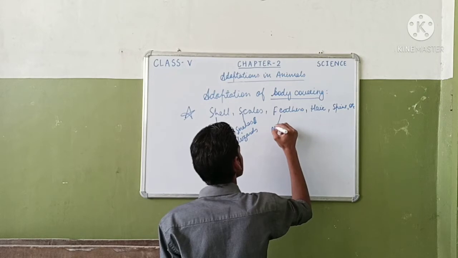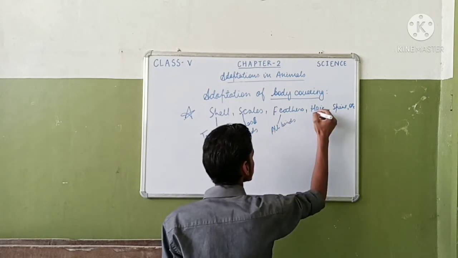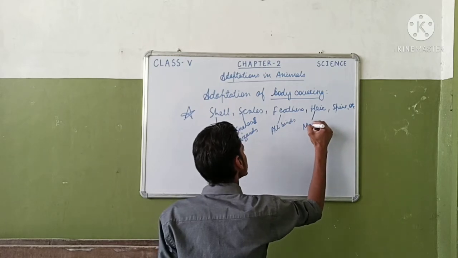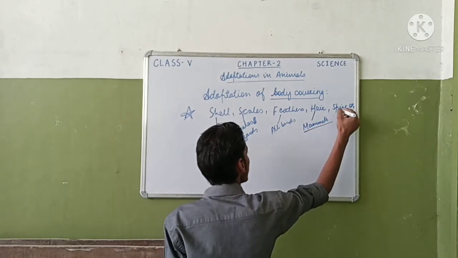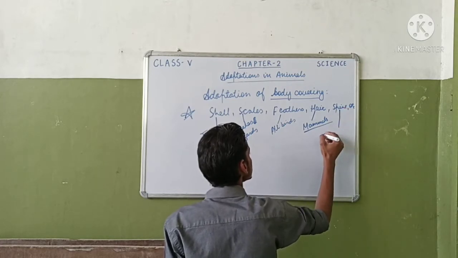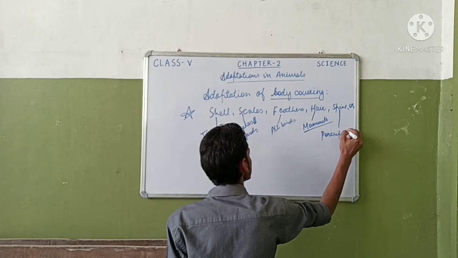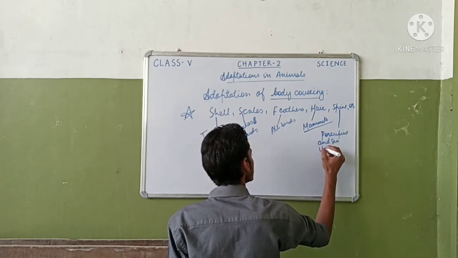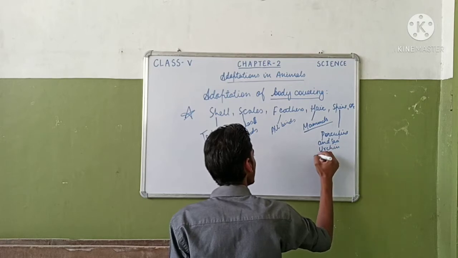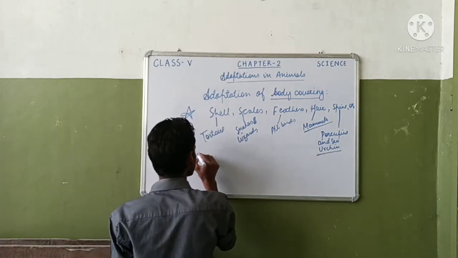All birds have feathers. Mammals have hair on their body. And animals like porcupine and sea urchin have spines. One more special feature is camouflaging.